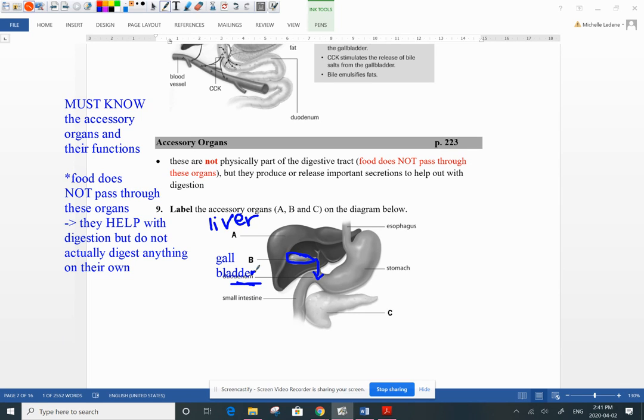Oops, I spelled bladder wrong. There's an R at the end of that. Okay, so the duodenum, that's the first part of the small intestine.